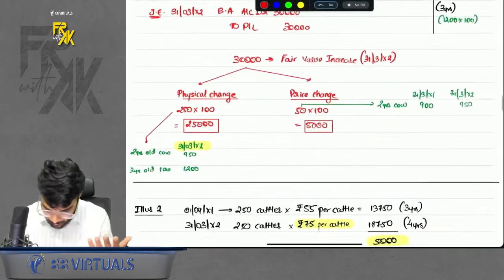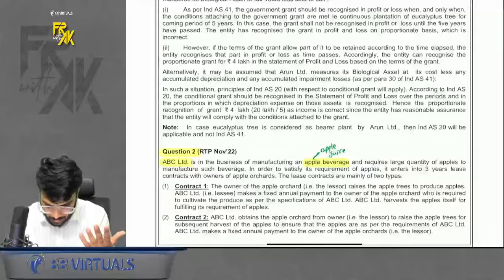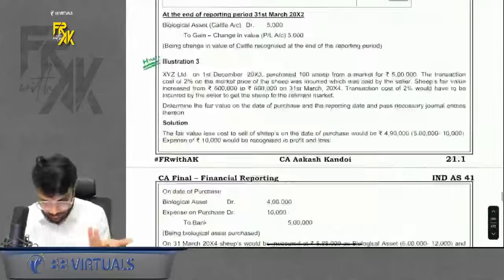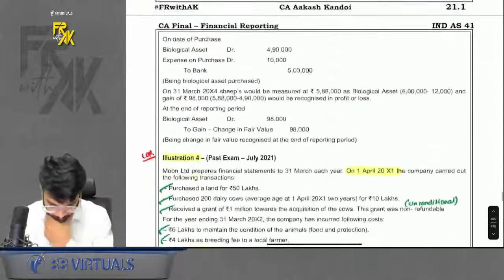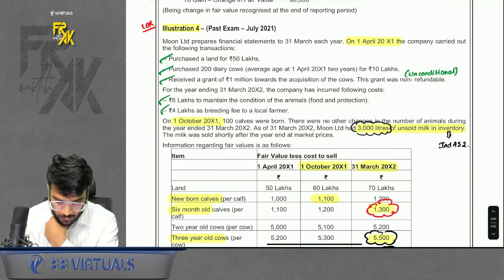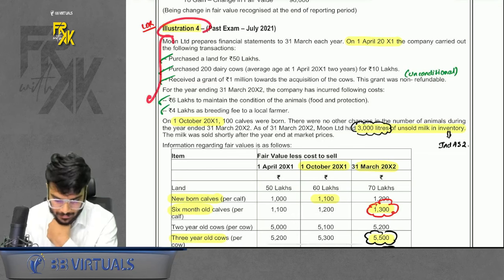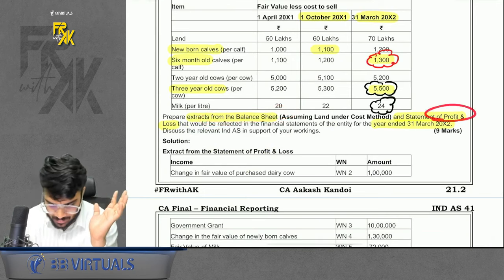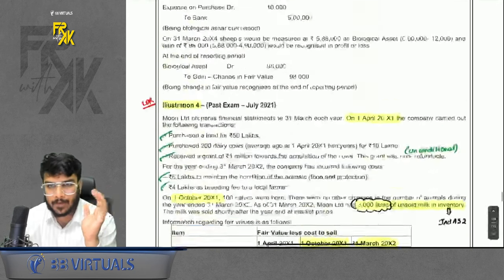Okay. Then we can move on towards certain questions which I feel are important for you to revise. Basic questions, of course, you can try on your own. First, illustration number 4 was there. It is a very good question. What is there in this? So basically, balance sheet extracts and profit and loss extracts were asked from you at the year end. So evaluate one by one.